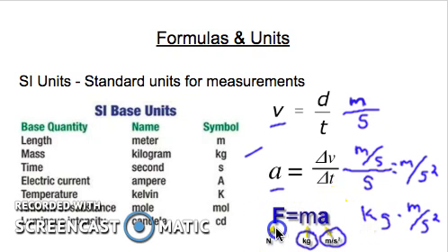Now, we actually have a unit that equals kilograms times meters per second squared, and that is newtons. So force is going to have a much simpler unit. It's going to have the unit newtons, and a newton is kilograms times meters per second squared. So just like with the others, I would know that force is going to be measured in newtons, acceleration is going to be measured in meters per second squared, and velocity is going to be measured in meters per second.